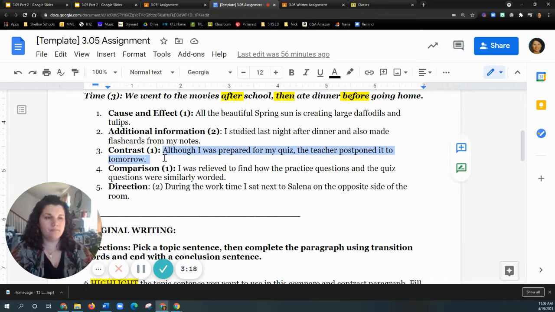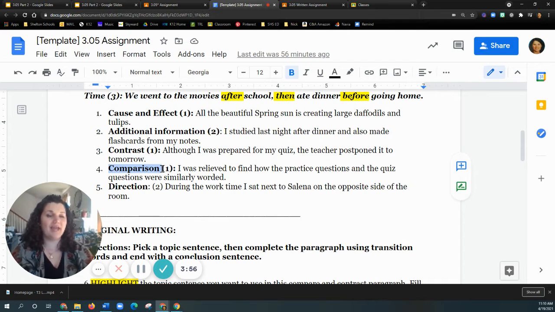Number 3. This is a contrasting one. Although I was prepared for my quiz, the teacher postponed it to tomorrow. So what's the word in here that shows there's a difference? And these transition words can come anywhere in the sentence. They could be at the beginning, middle, or the end. Again, we're making it a little bit harder. That's how you get better.